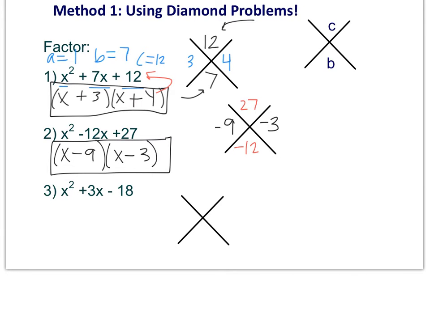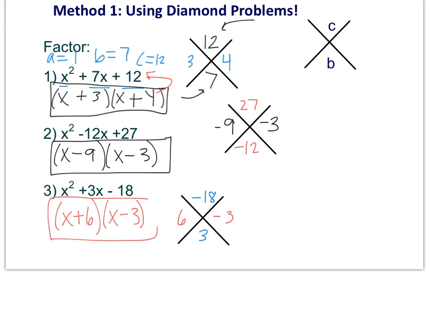All right, let's look at this third example, x squared plus 3x minus 18. So again, negative 18 will go on top because that's my last term. 3 will go on the bottom because that's b, what's in front of x. And now you ask yourself, what are the factors of negative 18 that when added together give me 3? Well, that would be a 6 and a negative 3. So then my factors here would be x plus 6 times x minus 3.